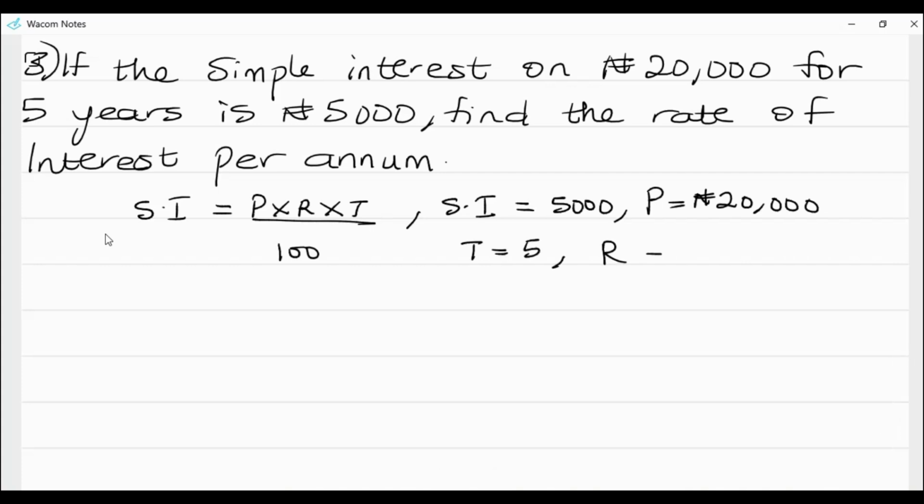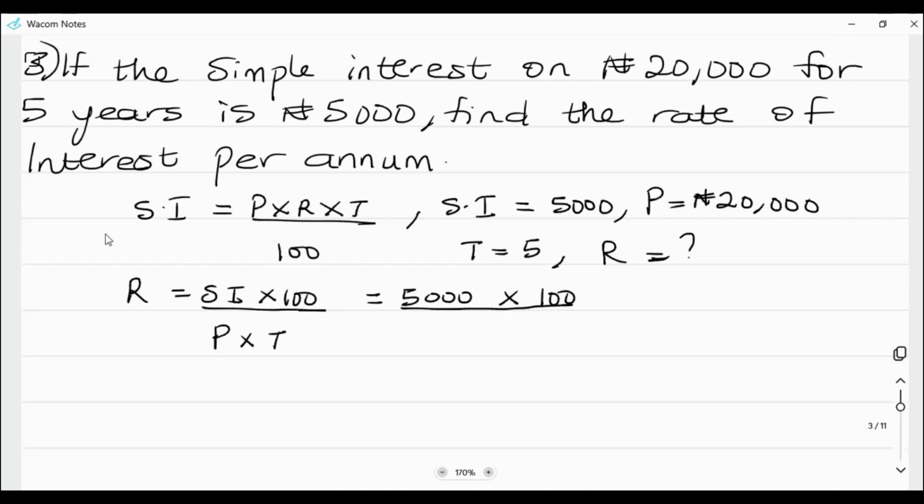Now we are asked to look for the rate, which is unknown, so we do not know what the rate is. So the first thing we want to do is to make R the subject of the formula, and if we make R the subject of the formula, R is equal to SI times 100 over P times T. So this is the formula for it. So applying this, we know that SI is 5,000 times 100, divided by P, which is 20,000, times T, which is what? 5 years.